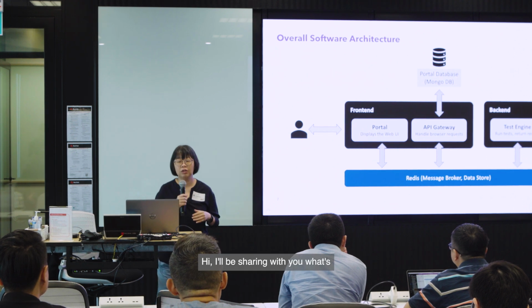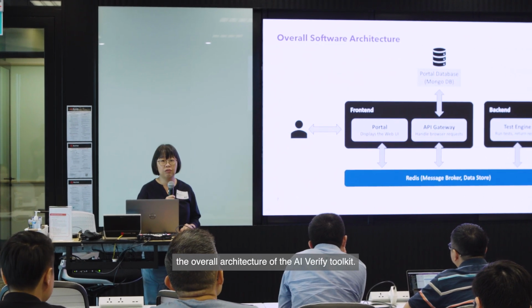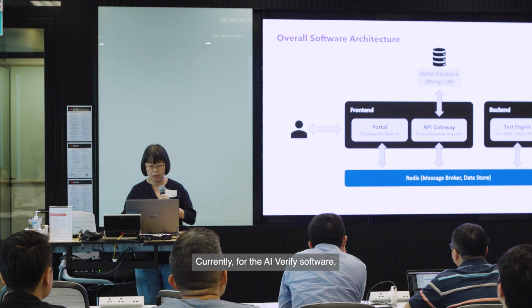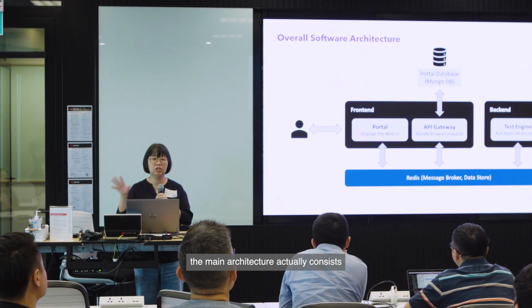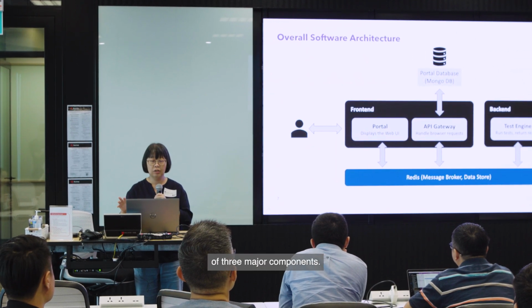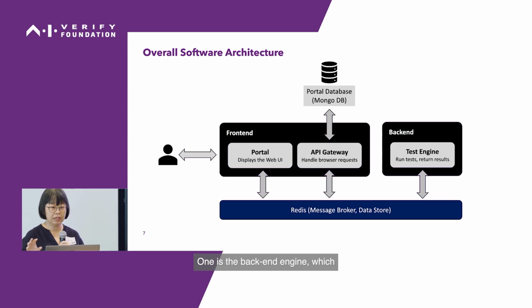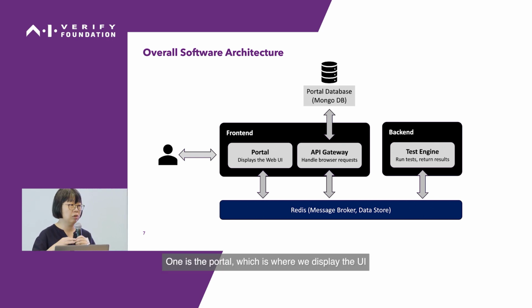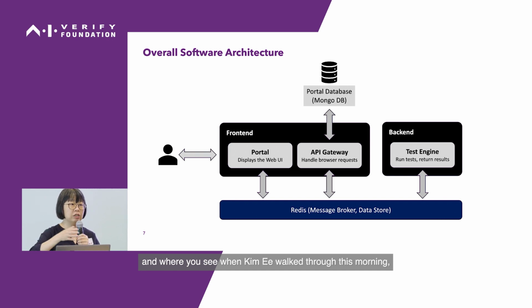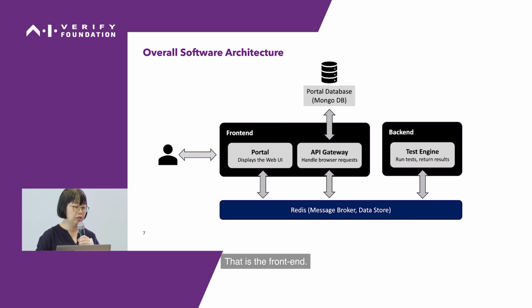Hi, I'll be sharing with you what the overall architecture of the AI Verify toolkit is like. Currently, for the AI Verify software, the main architecture consists of 3 major components. One is the backend engine, which is where we run the AI testing with the output and things like that. And then we have the front end components, which consist of 2 parts. One is the portal, where we display the UI, where you see, when Kimi walked through this morning, the portal. That is the front end, the UI part.